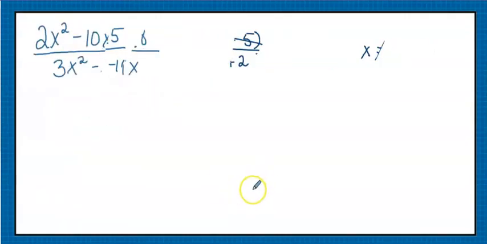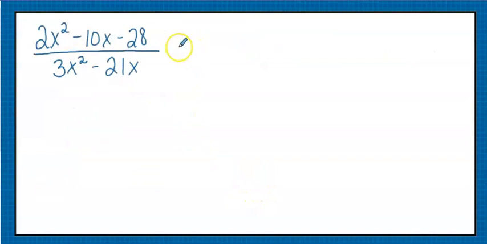Here's another one. The numerator has a GCF, so we're going to pull that out first. We're going to take out a 2. And when we do that, remember that's the opposite of the distributive property. So let's divide this by 2, get x squared. Divide -10x by 2, 5x. This one is going to be -14.